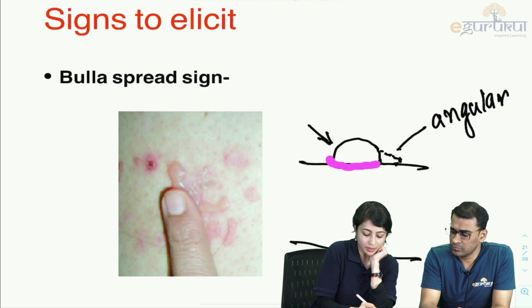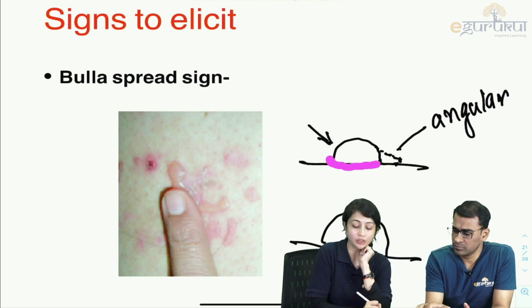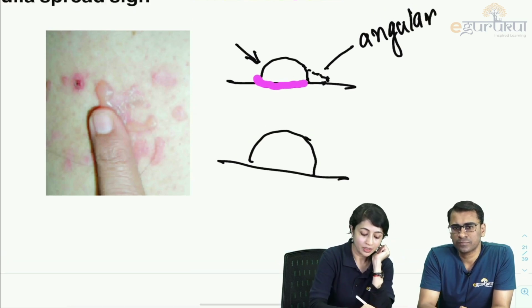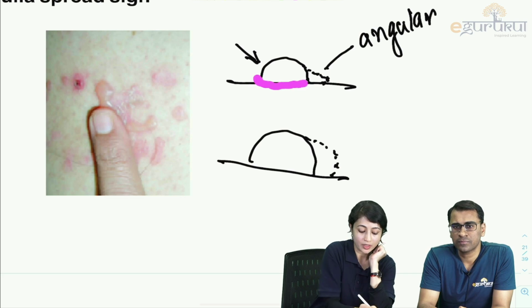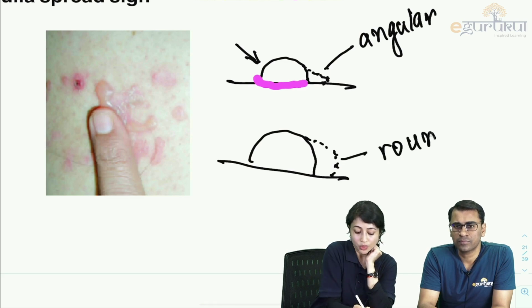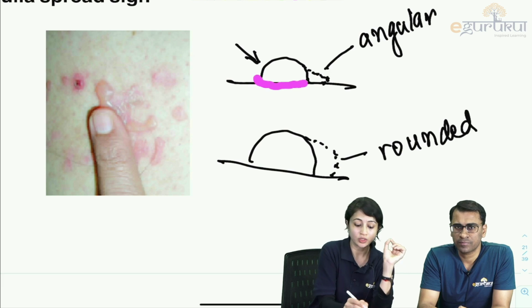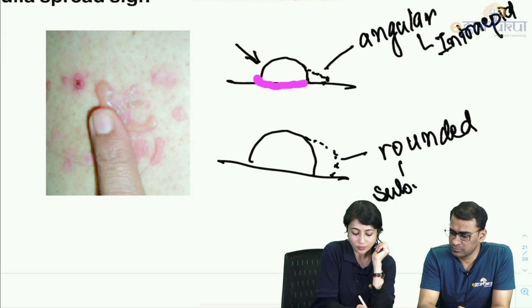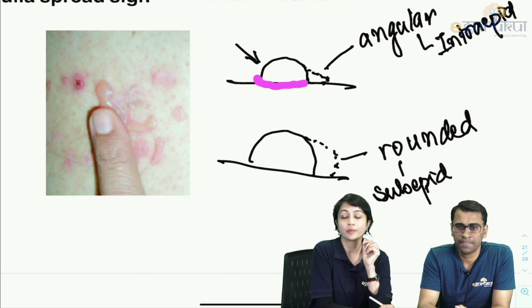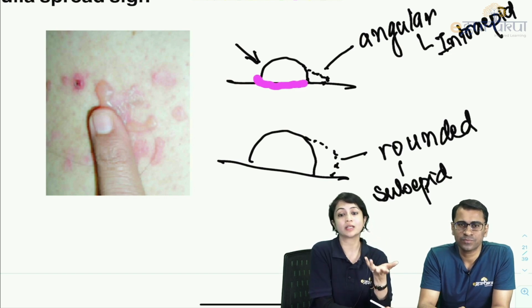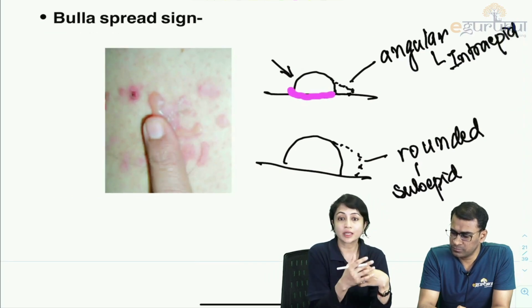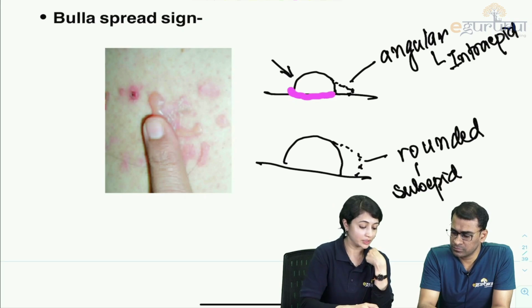Now in subepidermal disorders, again if I mark the bulla, there is a whole epidermis. So the bulla might spread, but the spread would be more rounded. So the bulla spread sign may be positive in both, but in intraepidermal disorders the spread would be more angular, and in subepidermal the spread would be more rounded. But again, if the bulla spread sign is positive, it tells me the activity of the disease. Okay. So these are some bedside tests and how we examine clinically.